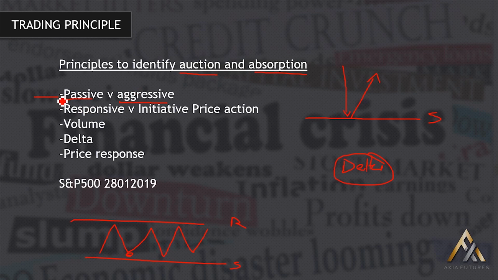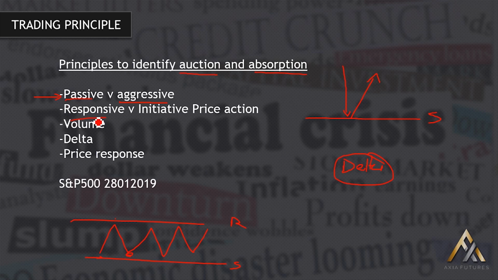Now, it's important to identify where that is located. What we shouldn't be seeing is very aggressive price action down towards the lows and the highs. It should be passive at the low and the high, and aggressive as price turns back up towards the opposite side.